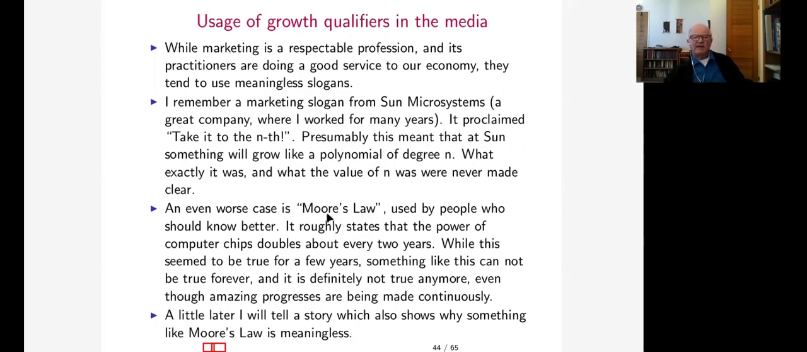And an even worse case is what people often refer to as Moore's law. And Moore was a very respectable executive of a very great company. And he stated that the power of computer chips doubles about every 2 years. And people refer to this as Moore's law. And this is really nonsense. It's plain nonsense. Nothing can double every 2 years, because then that's impossible. It can't double to infinity. It can double for a few years, and then that's it. People nowadays say Moore's law doesn't apply anymore. Well, then it's not a law, I would argue.